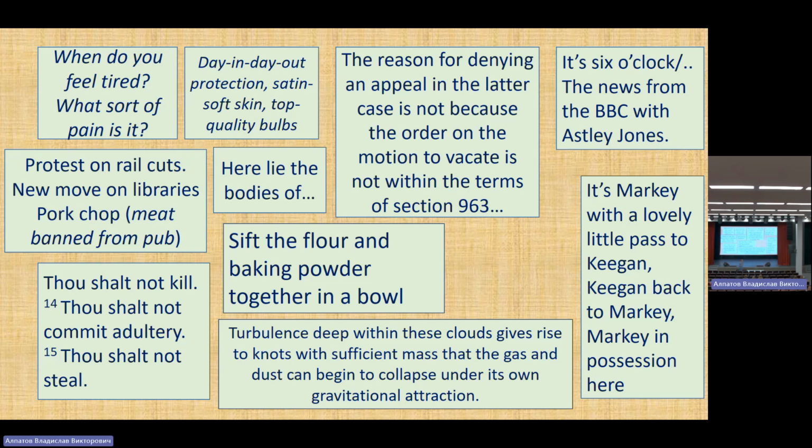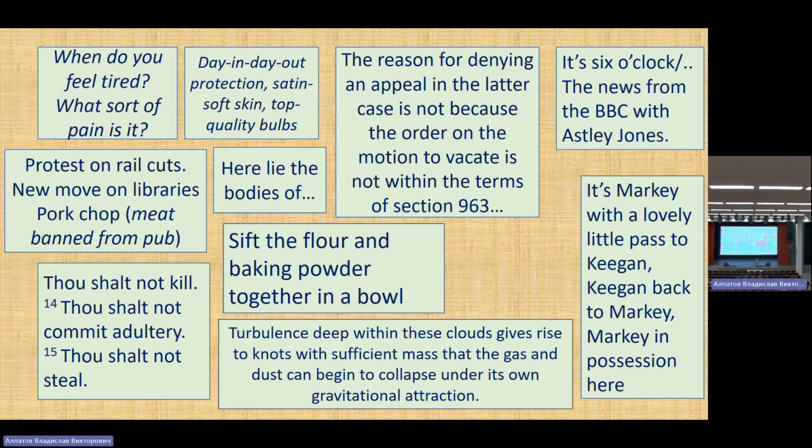Headlines, right? Here lie the bodies of... An epitaph, right? Sift the flour and baking powder together in a bowl. A recipe. Thou shalt not kill, thou shalt not commit adultery, thou shalt not steal. Commandments, right. Заповеди.